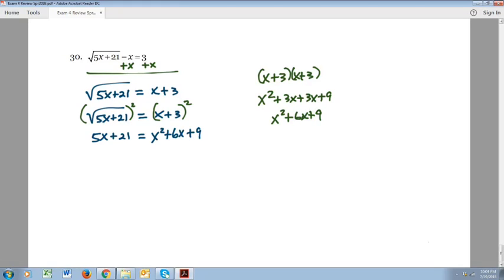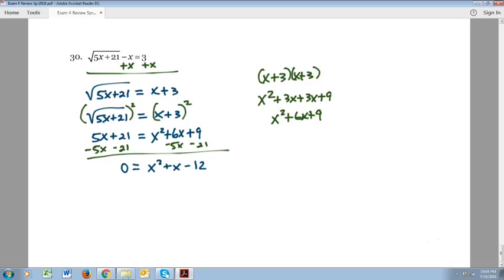So this is just like 29. Notice we've got a quadratic equation. We need to get 0 on one side, and I'm going to get rid of the 5x and the 21 on the left. So we'll subtract 5x on both sides and also 21. So we're going to get 0 equals x squared, 6x minus 5x is x, and 9 minus 21 is negative 12.